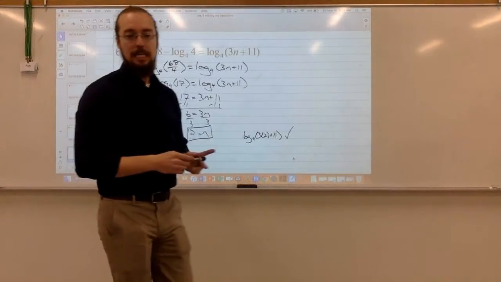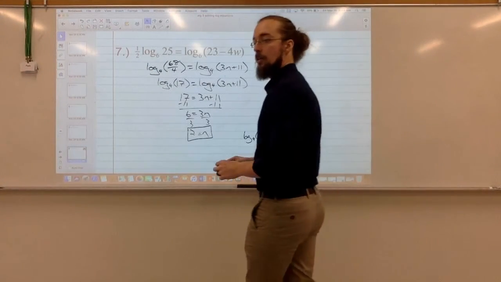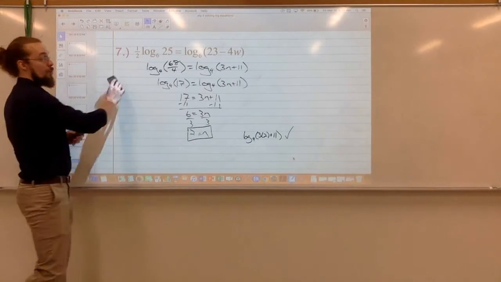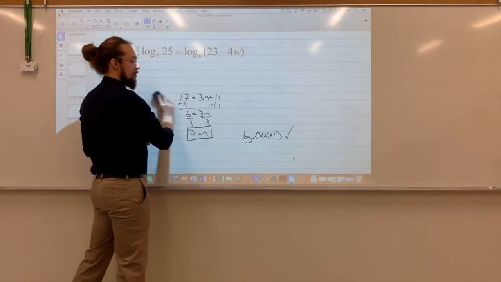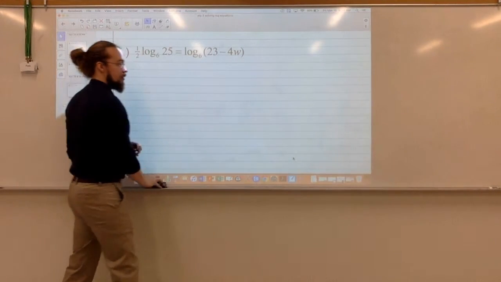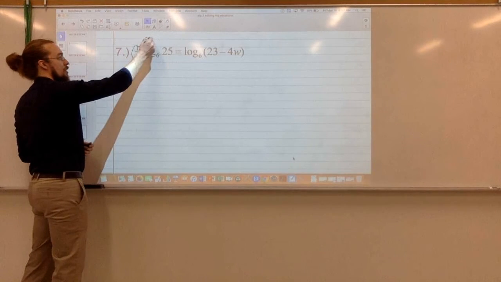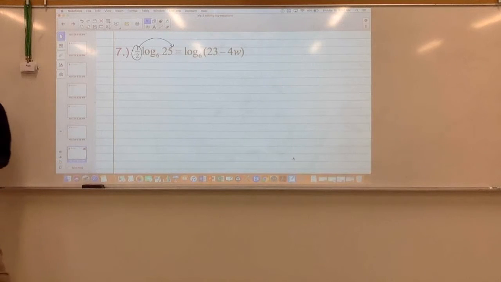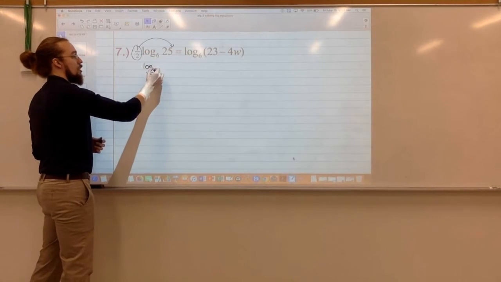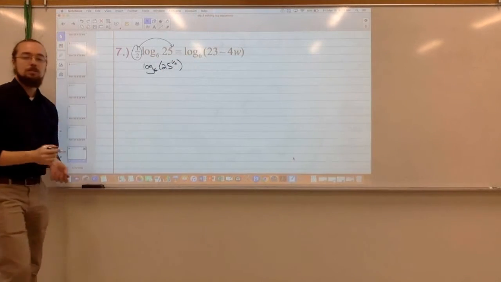Then on number 7, the 1/2. Whenever we have a coefficient, no matter what that coefficient is, even if it's a fraction or a decimal or a negative number, we can bring that in as a power. So I can say that this is log base 6 of 25 to the 1/2 power.